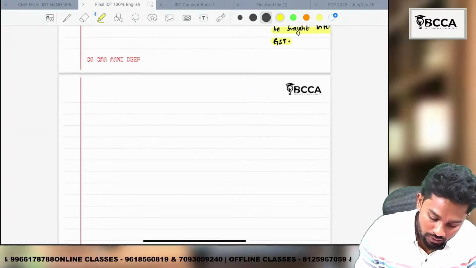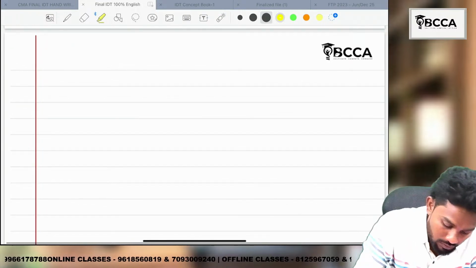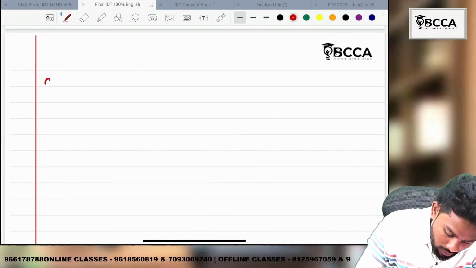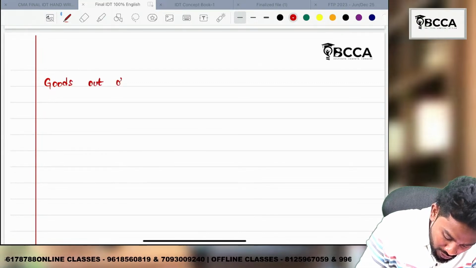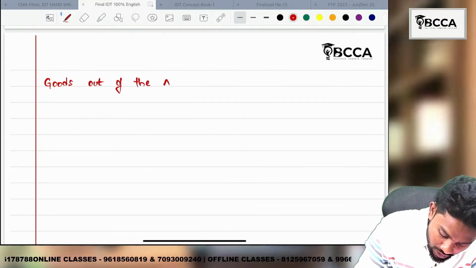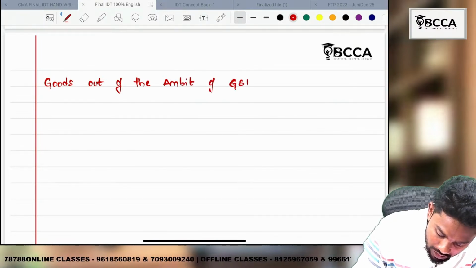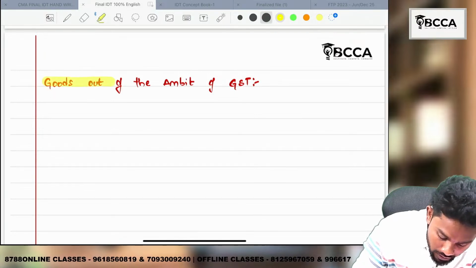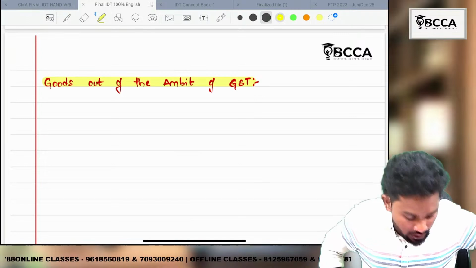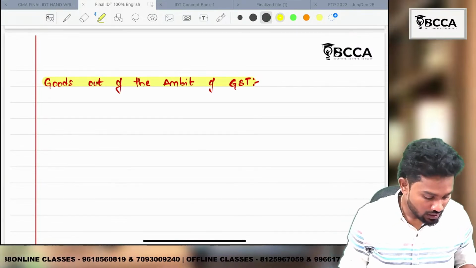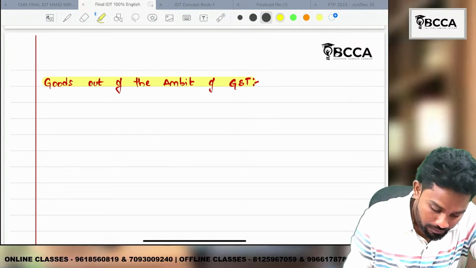Okay, so now we'll write down goods out of the ambit of GST. The below mentioned goods, sir, even though GST is a tax levied on both supply of goods and services, are currently out of GST. So we'll see what are those goods which are outside the ambit of GST.